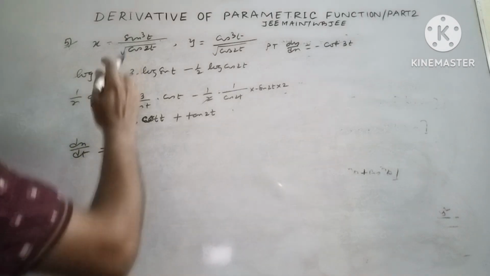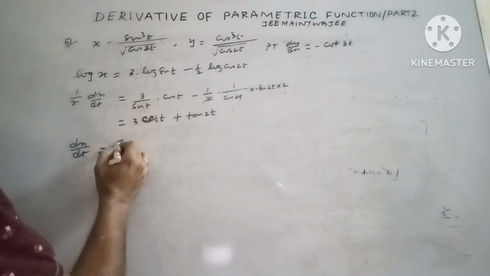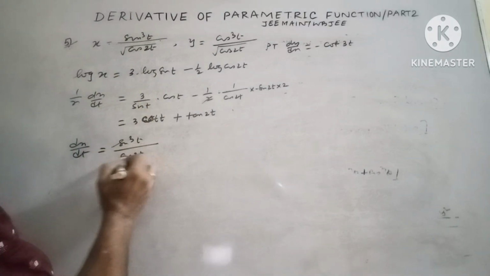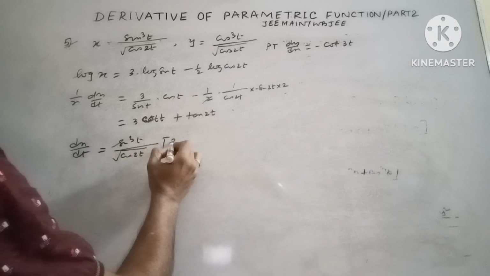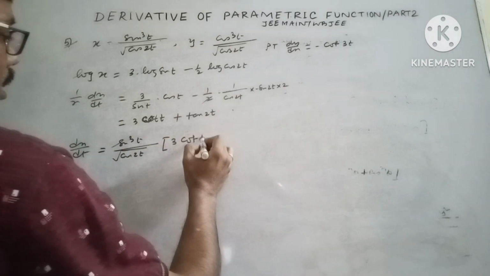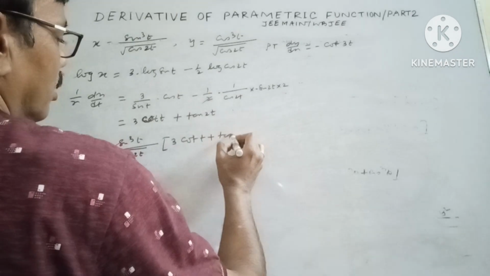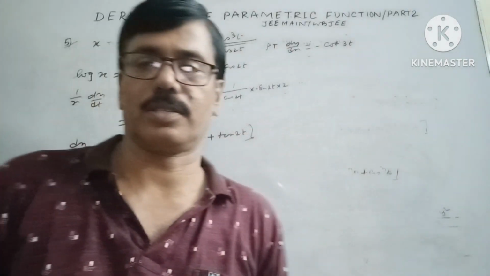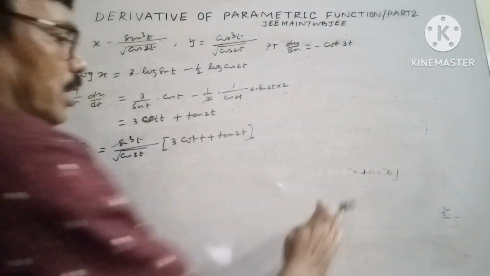So what is dx by dt? x into, what is x? x into sine cube t by root over cos 2t, so 3 cot t plus tan 2t. So this is our dx by dt. So this is to be noted.